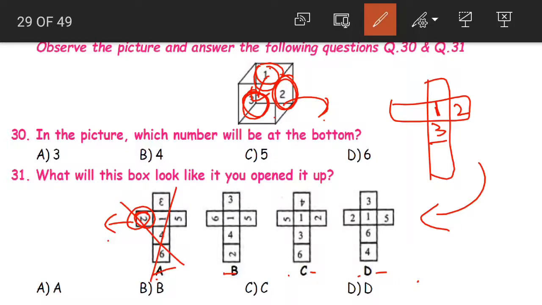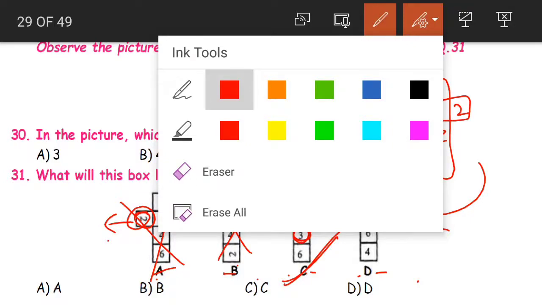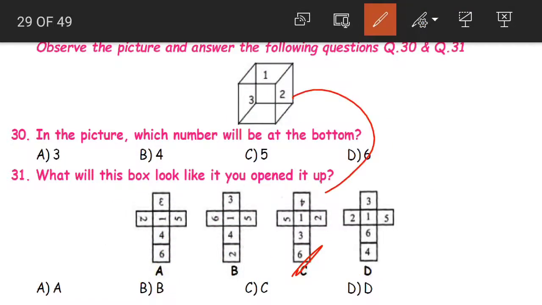So A is wrong. Now B has 5 and 6 to the left and right of 1. But here we have 2 to the right of 1. So this is wrong. And then coming to option C, yes, we have 2 to the right of 1 and also we have 3 below 1. So option C becomes our correct answer. When we open up this box, it will look like option C. Now as you know for sure that this is the numbering of the given box, with the help of these you can answer question 30 as well.